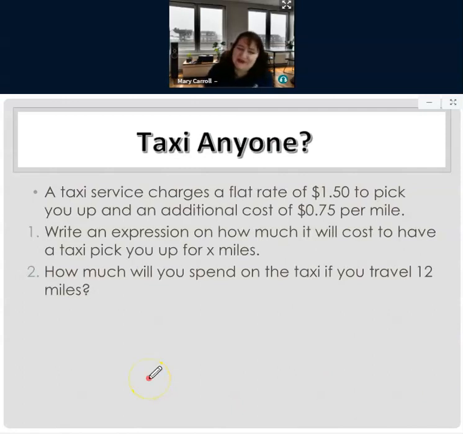Alrighty, taxi anyone. A taxi service charges a flat rate of $1.50 to pick you up and an additional cost of 75 cents per mile. I need you to write me an expression with the same format that we've been doing, okay? And then tell me how much you spent if you went 12 miles. Pause the video.